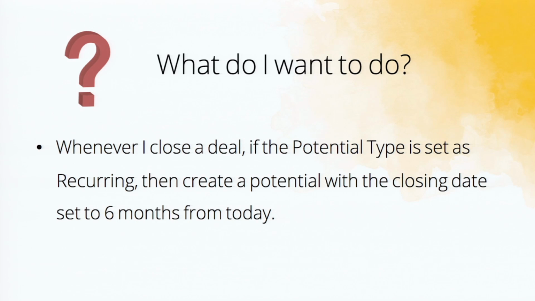Whatever echoes the deal, like I mentioned before, if the potential type is set to be a recurring potential, because sometimes I might have one-off services, but in the normal case, I'll have recurring business that happens, a semi-annual checkup or whatever. So only if the potential type is set to be recurring, then create a new potential automatically with the closing date to be 6 months in advance, right? Everyone with me so far? Kind of a simple concept, nothing too insane.